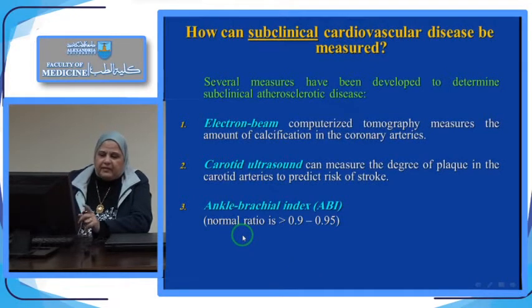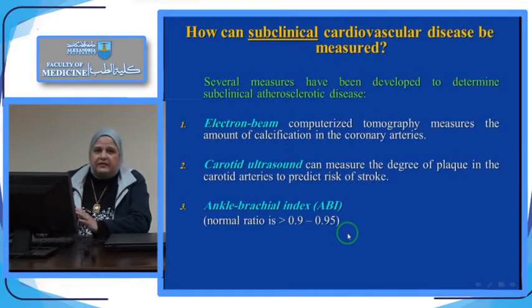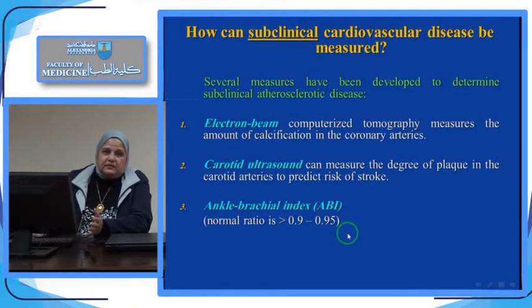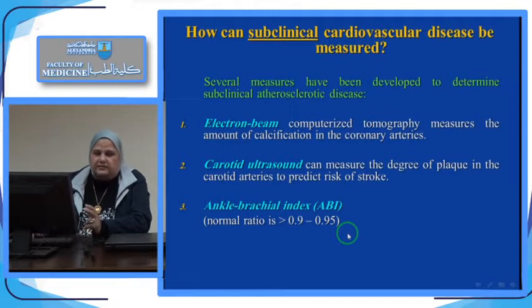If we find that the ankle to the brachial ratio, which must be more than 1, is less than 0.9, this means that there is peripheral vascular disorder. What is the relation between peripheral vascular disorder and coronary events? This is a vascular problem, and a vascular problem is a diffuse generalized problem.